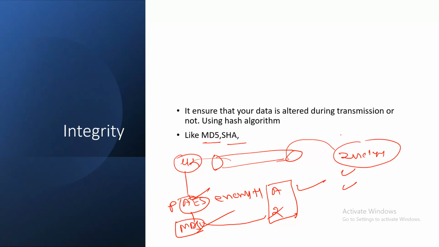It will keep both in a different segment. In the different segment it will check. Okay, encryption, it is fine. If the MD5 value is the same, allow them. If the value is changed, then the receiver will not receive the packet. Clear?